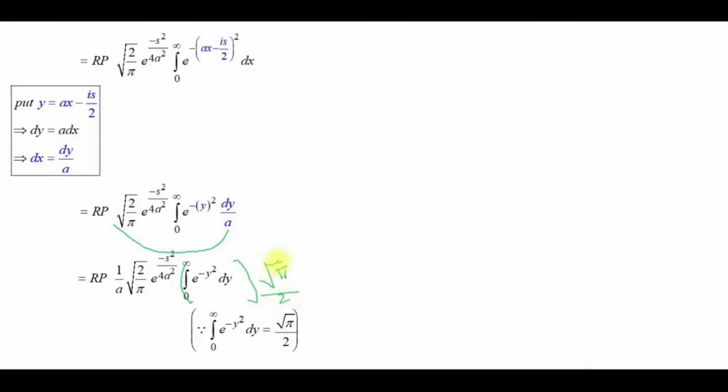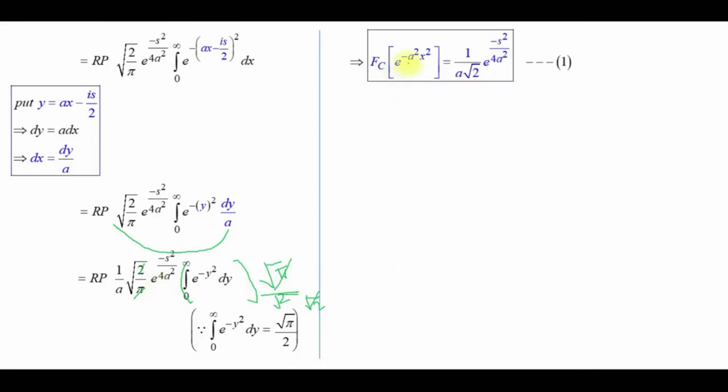So root pi gets cancelled. This 2 can be written as square root of 2 into square root of 2, so one square root 2 is cancelled. Therefore, the real part of 1 by a root 2 e power minus s square by 4a square. Since there is no imaginary part, that is, there is no i term, the real part of this term is itself. That is, the Fourier cosine transform of e power minus a square x square equals 1 by a root 2 e power minus s square by 4a square.